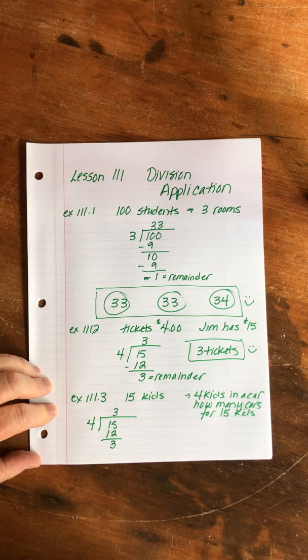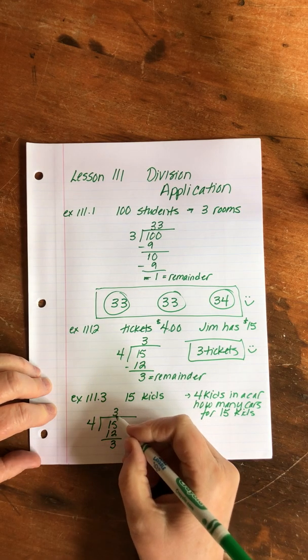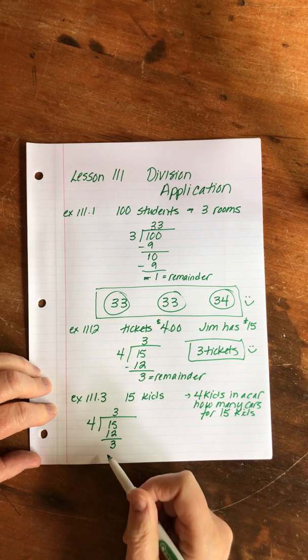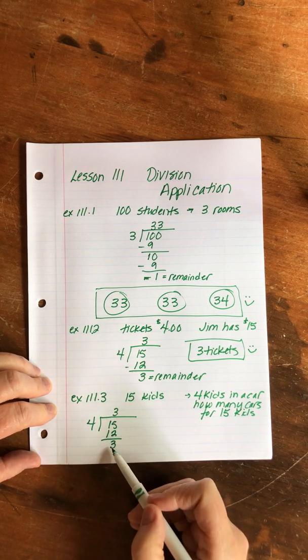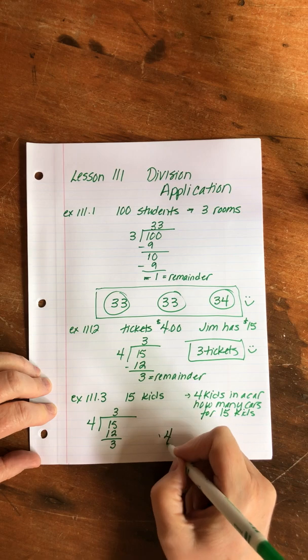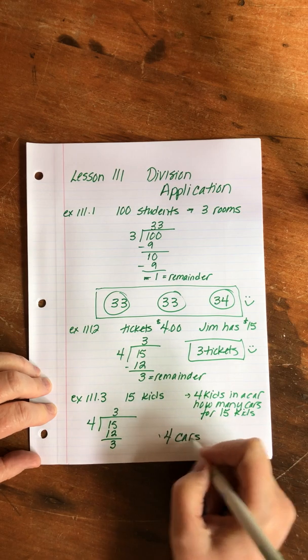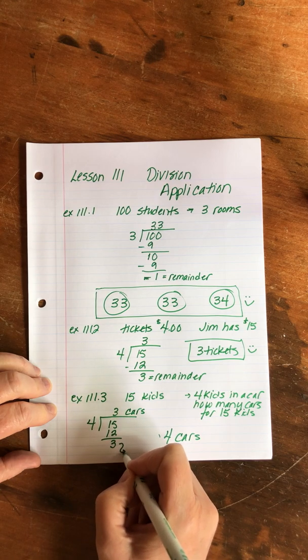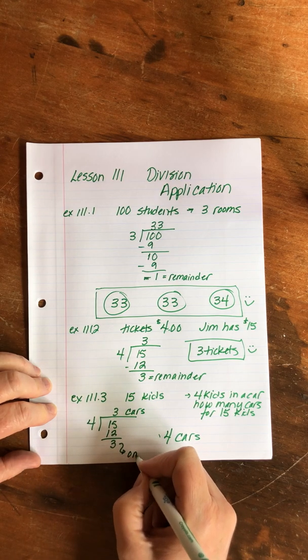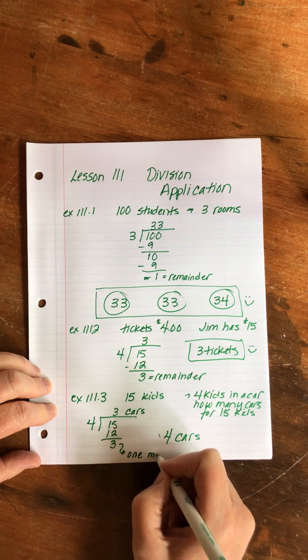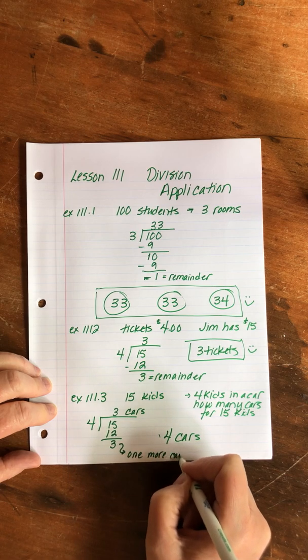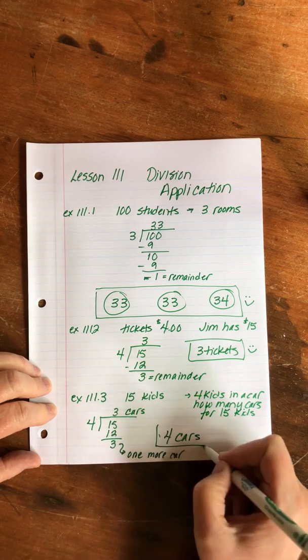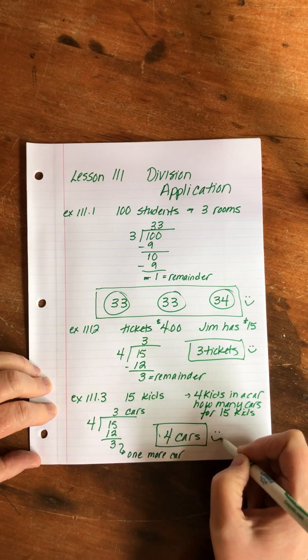Okay. So what we can say is, okay, we need 3 cars that are full. That would take care of 12 kids, but we still have these 3 kids left over. So we're going to need 4 cars. We're going to need 3 cars that will be full. And then these 3 leftover kids tell us we need 1 more car. And this one won't be full, but we need 4 cars in all.